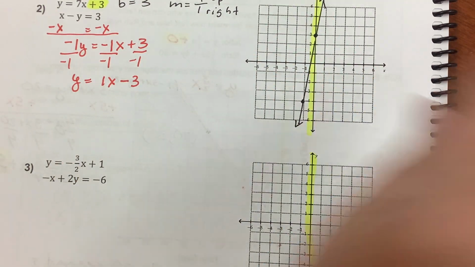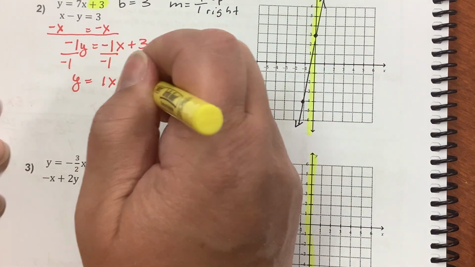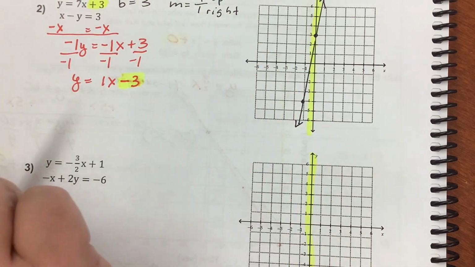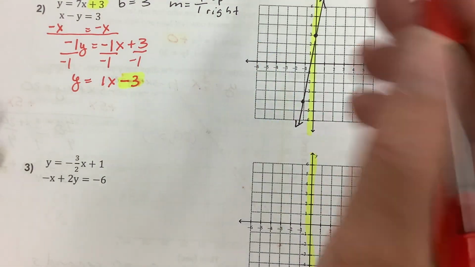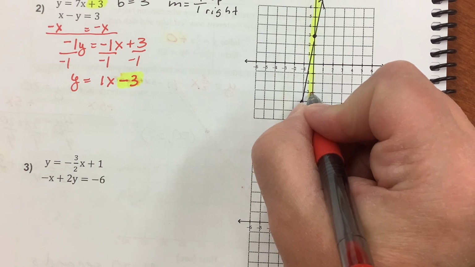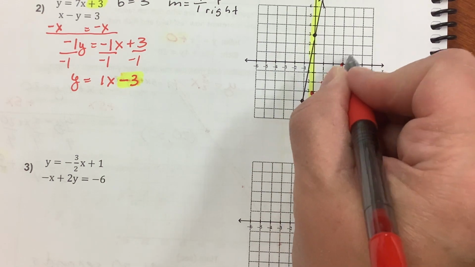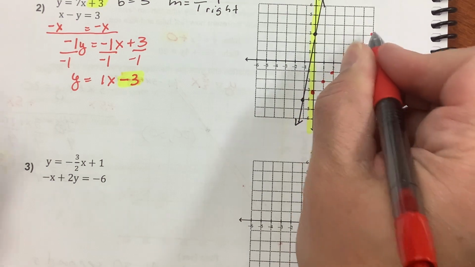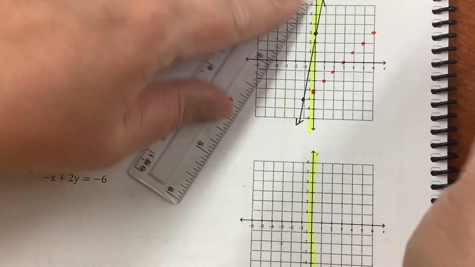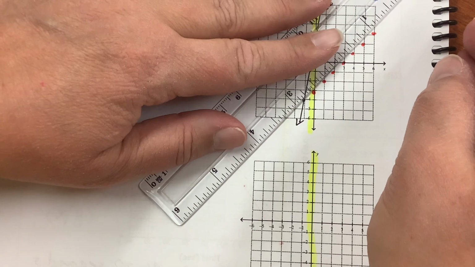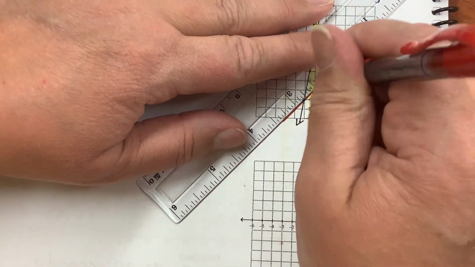So I'm going to begin at the back with the 3. And I'm going to get a nice bell telling me to stop working. Start here at negative 3. And I'm going to go up 1 over 1 all the way across. And connect it. Here we go.